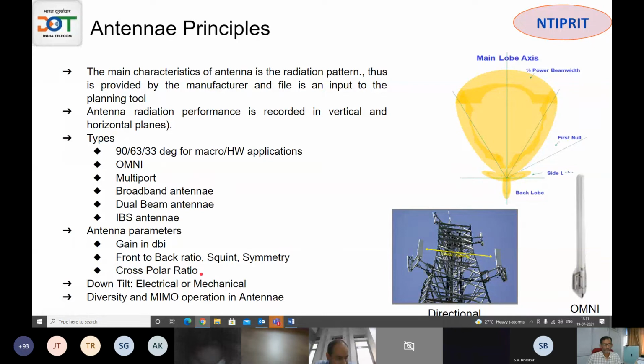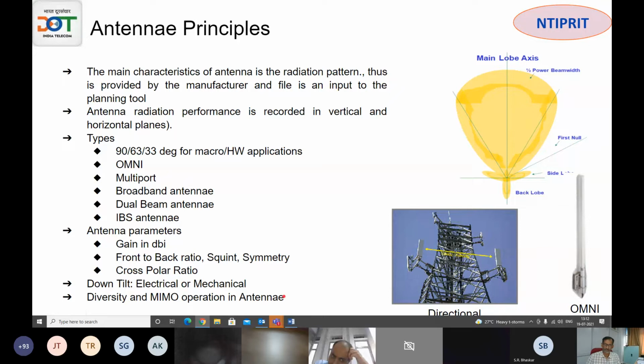Then cross polar ratio. You have cross polar antennas now, horizontal and vertical polarization. So both should have that independence. Whatever horizontal transmission you are doing, that component should be at least, say, 25 dB below that in the other polarization. So that kind of differentiation has to be maintained. So there are many. Good quality antenna, as I said, is very essential. So QA testing of this is very important. Getting proper quality of the antenna is an investment for life.